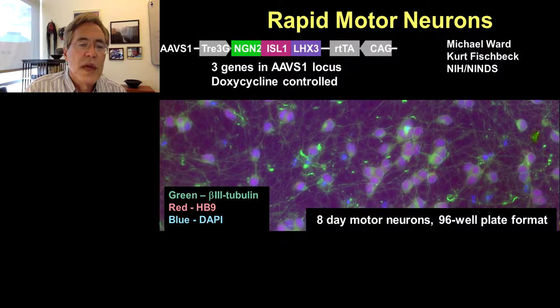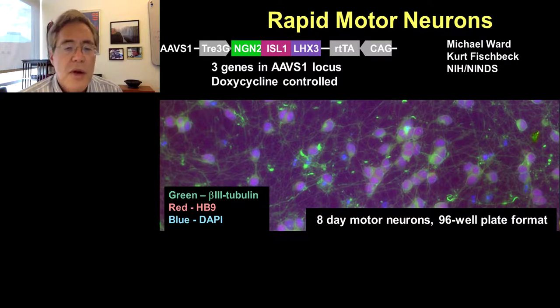And the way that we make motor neurons from iPS cells is to force express transcription factors. So they're indicated here on this diagram of a vector. We have 3 transcription factors shown in green, red, and purple, and each of these transcription factors contribute to making motor neurons. When they're overexpressed together using the TET system, we can get motor neurons in just a week, as indicated here.